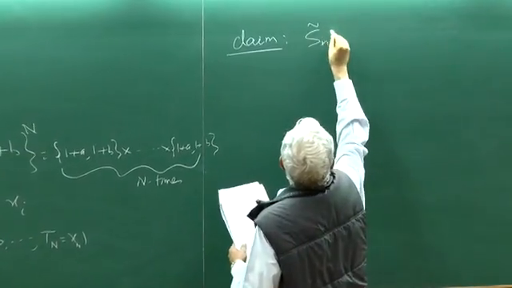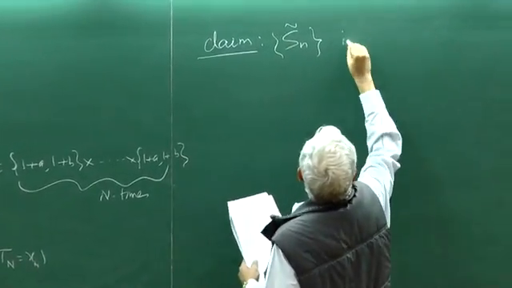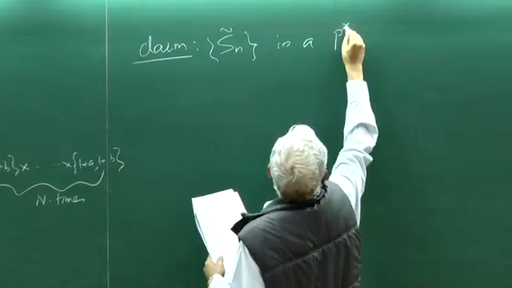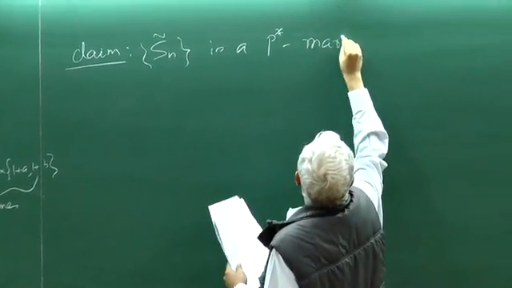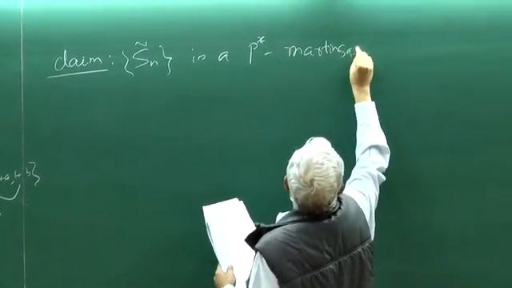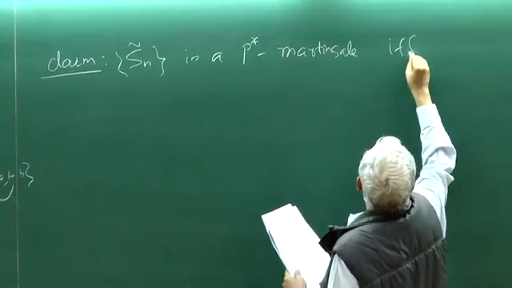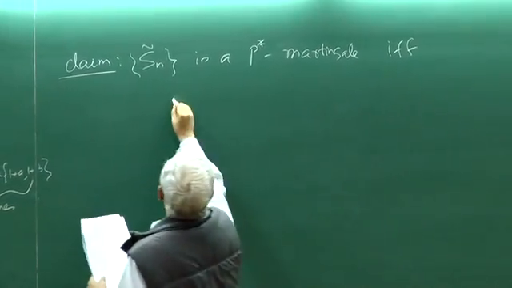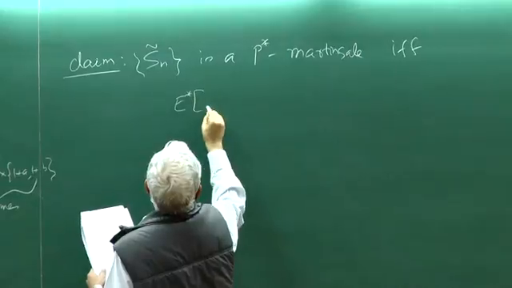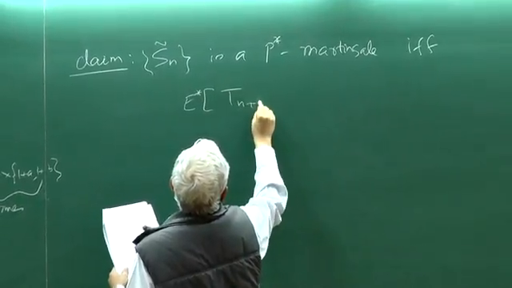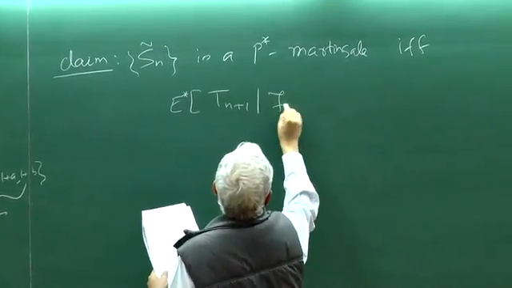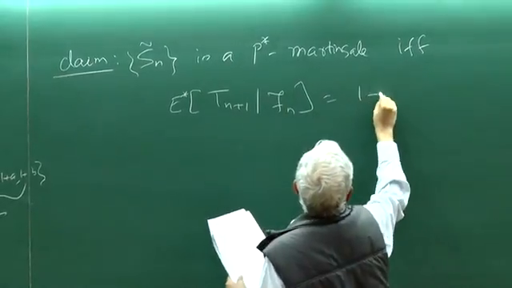Sn tilde is a P star martingale if and only if E star of Tn plus 1 given Fn is equal to 1 plus R.